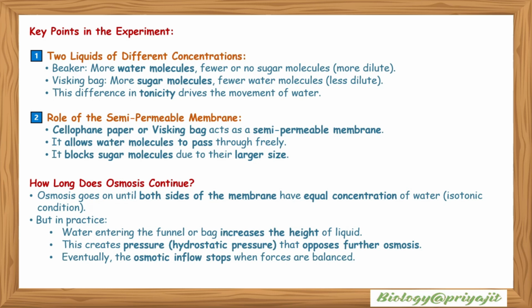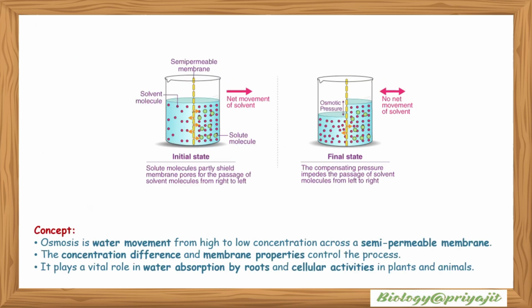Role of the semi-permeable membrane: cellophane paper or the bag acts as a semi-permeable membrane. It allows water molecules to pass through freely. It blocks sugar molecules due to their larger size. How long does osmosis continue? Osmosis goes on until both sides of the membrane have equal concentrations of water, that is the isotonic condition. But in practice, water entering the funnel or bag increases the height of liquid. This creates hydrostatic pressure that opposes further osmosis. Eventually, the osmotic inflow stops when the forces are balanced.